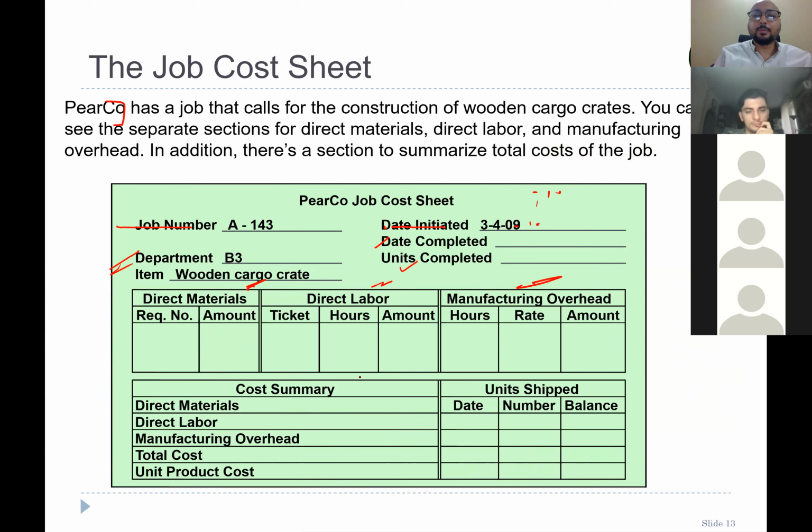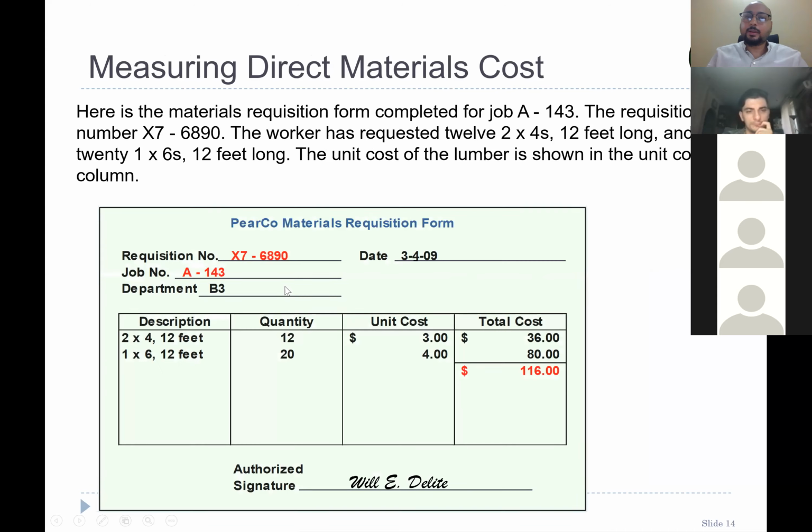And this is a summary. Where are these amounts coming from? Direct material is coming from the direct material form. Direct labor is coming from the direct labor forms. Manufacturing overhead is coming from, let's talk about this. Direct material is coming from the direct material record.